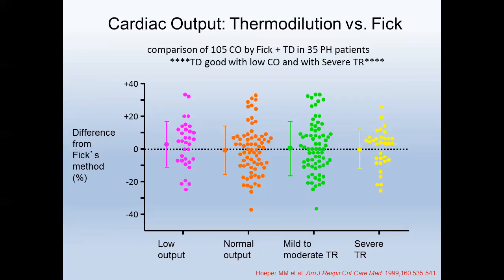And then he compared the two at different levels, in patients with low output, high output, and patients who have mild to moderate TR or severe TR. And you can see, the more the difference, the farther away you'll be from the central line. Here, under various conditions, low output, high output, mild TR, you're close to the line. There's not much difference between these two methods. So thermodilution is valid in patients with PAH. It's not an excuse not to use it.